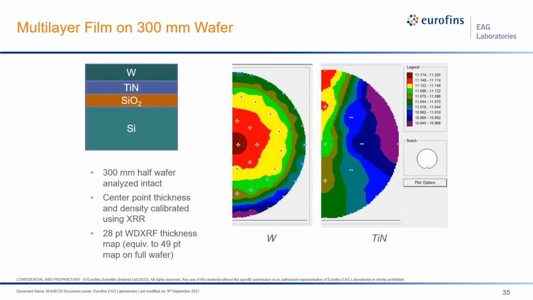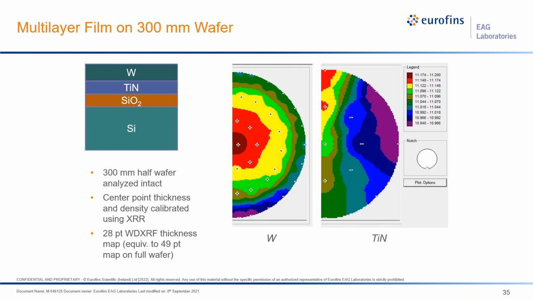And finally, in this last example, we obtained a thickness and density measurement from the center of a 300mm half wafer using XRF, and used that data to measure several points by XRF over the wafer and generate thickness maps for both tungsten and titanium nitride.